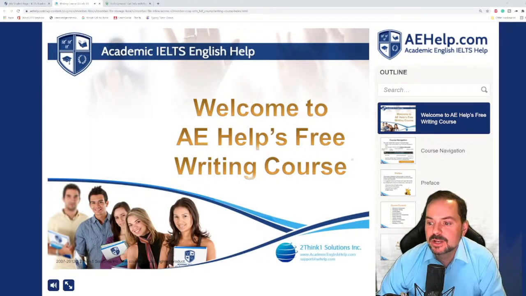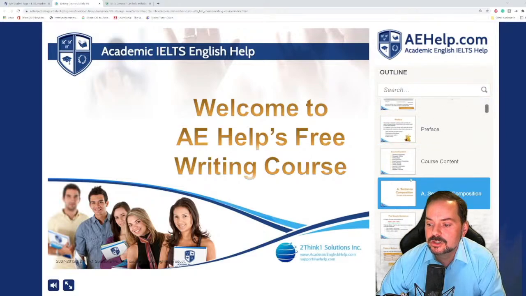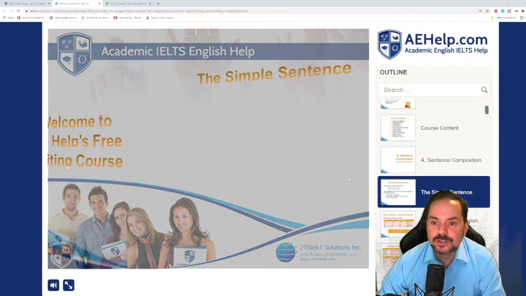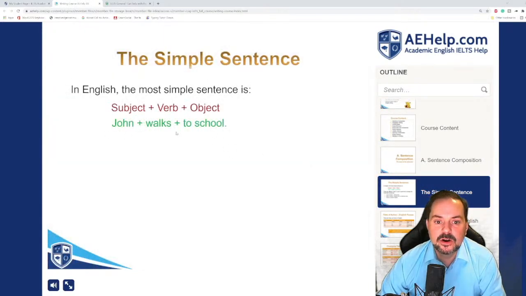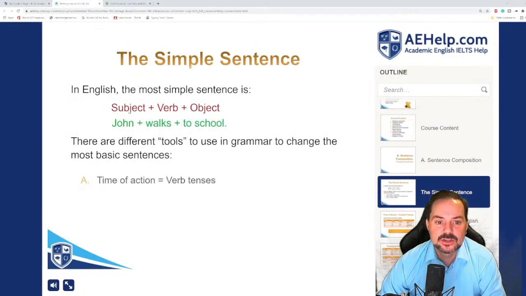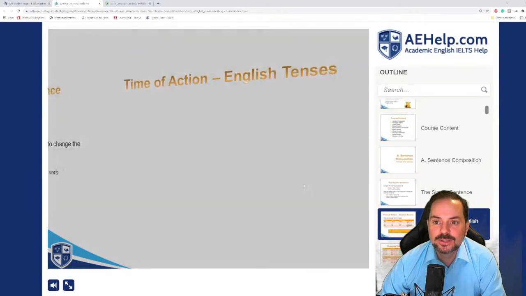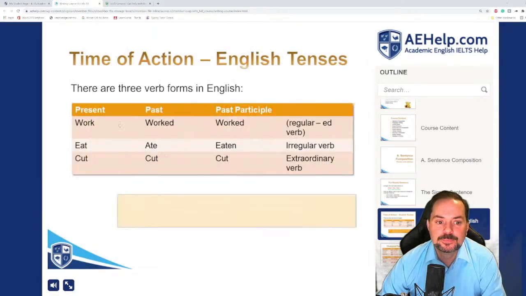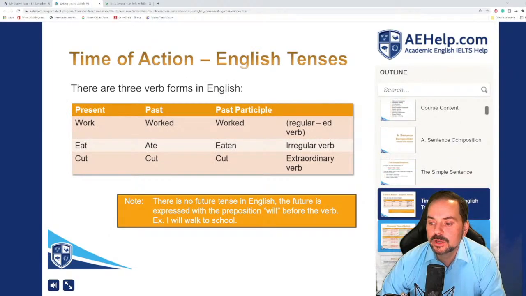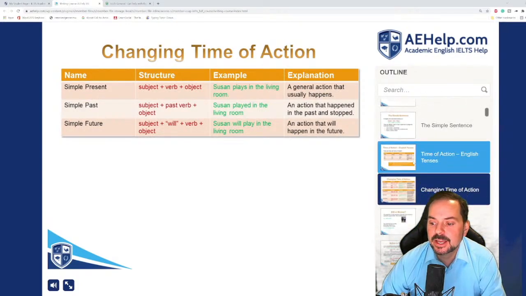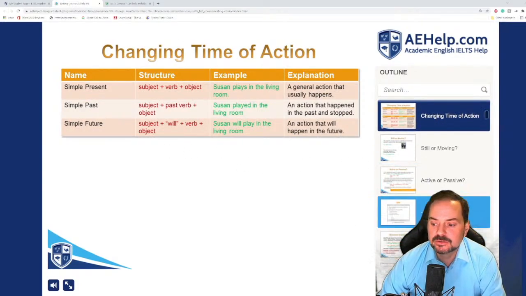And then you're going to have this writing course here. Let's get to the grammar here. Then you're going to see what we talked about in this class. So subject, verb, object: John walks to school. Time of the action, it's still or moving, and it's active or passive. And then you're going to get into the verb forms, and it's going to get you into changing time. And then these combinations of grammar.